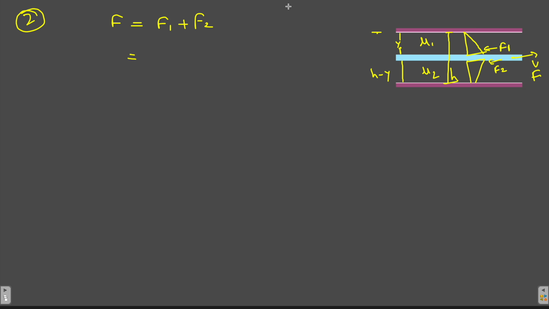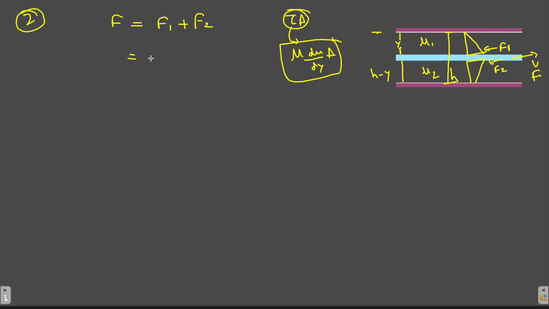Force F1 is nothing but, from Newton's law of viscosity, shear stress into area. Now what is shear stress? Shear stress is mu du by dy, into area. So we are going to use this equation only.